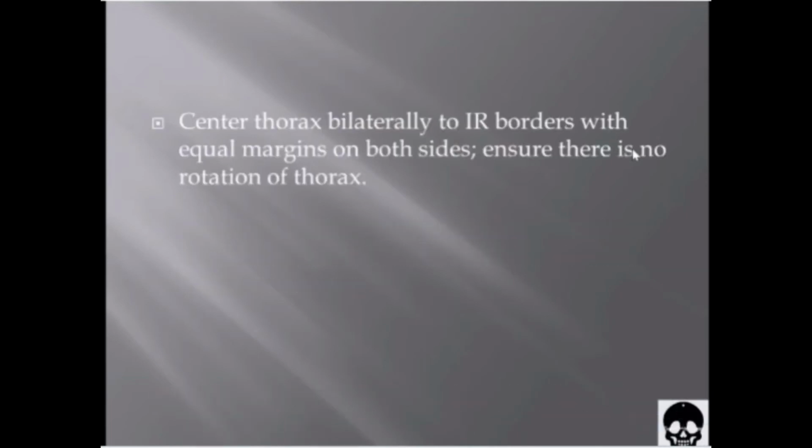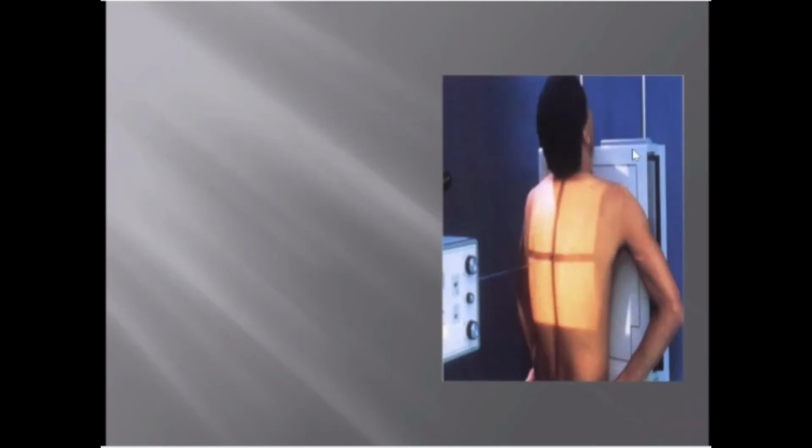Center thorax bilaterally to IR borders with equal margins on both sides to ensure there is no rotation of the thorax. If possible, always examine the patient in the upright position, either standing or seated, so that the diaphragm is at its lowest position and air or fluid levels are seen. Engorgement of the pulmonary vessels is also avoided.